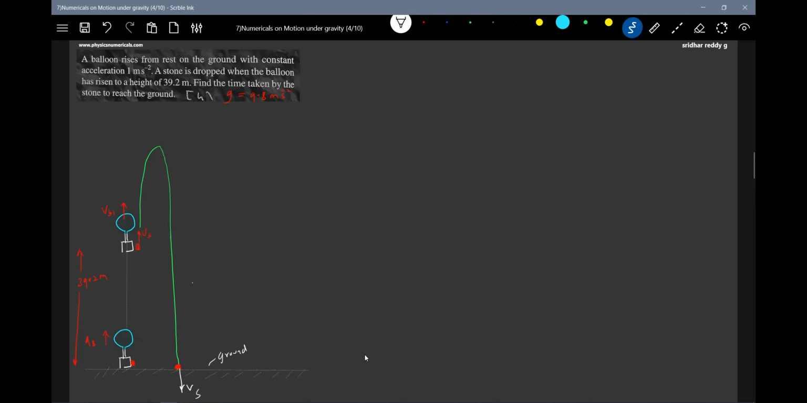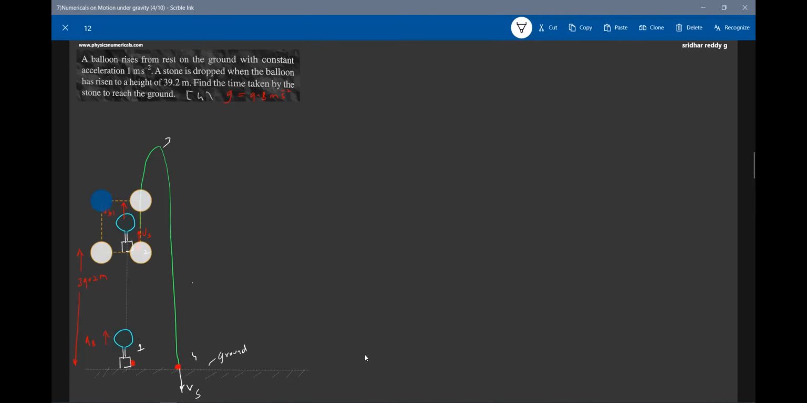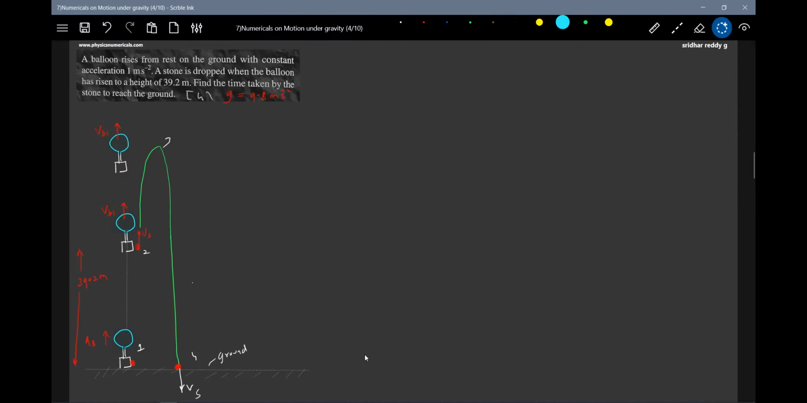Time taken by the stone to reach the ground. So let me call this 1, 2, 3, this is 4. The balloon will keep on ascending. The balloon will continue its accelerated motion, and somewhere it is here. It will have some velocity, say VB2. Further, it will be at a certain height.